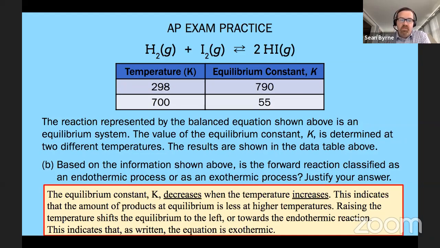Raising the temperature shifts the equilibrium to the left, meaning that we are using up some energy, or moving towards the endothermic reaction. And this indicates that as written, the equation is exothermic, that energy can be considered some sort of a product here. And when the temperature goes up, we're going to use up that product to shift it to the left.